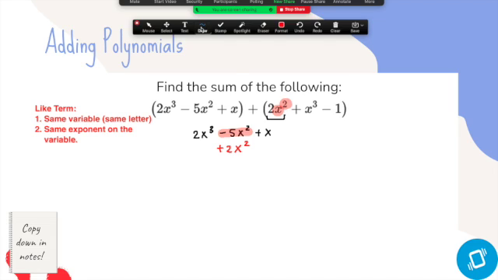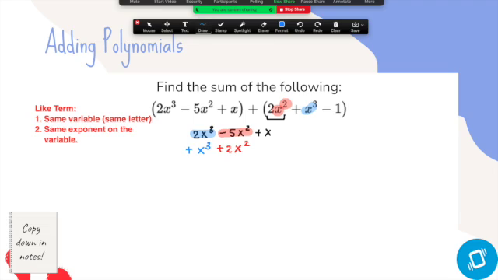And then for x to the power 3, I have the variable x and it's to the power 3, which is going to be the 2x to the power 3. So I'm going to write that x to the power 3 underneath the 2x to the power 3 here. The last one is the number 1.